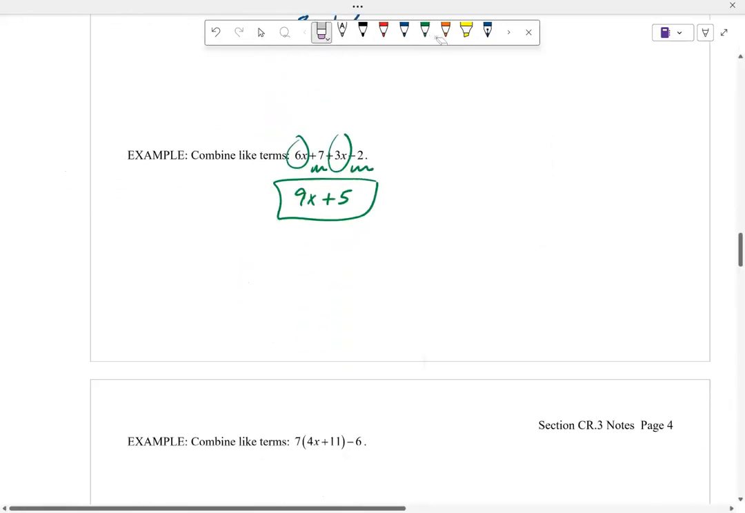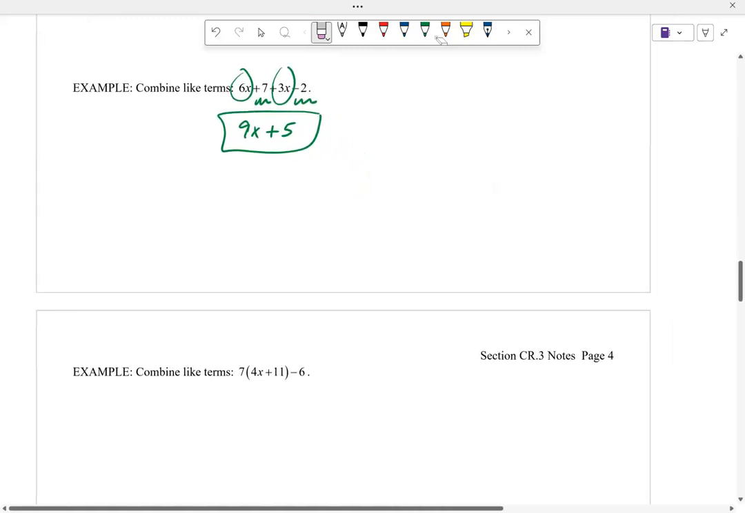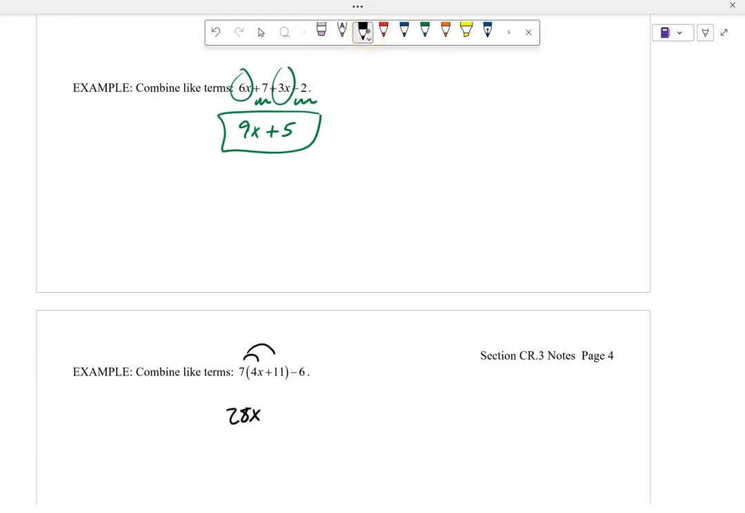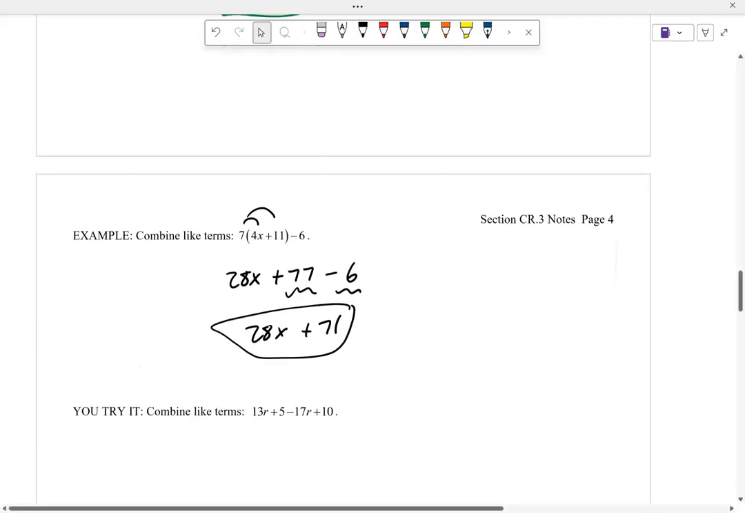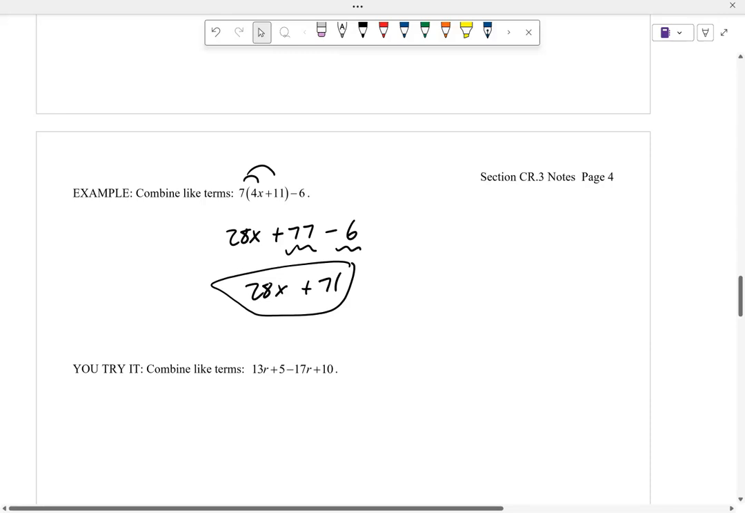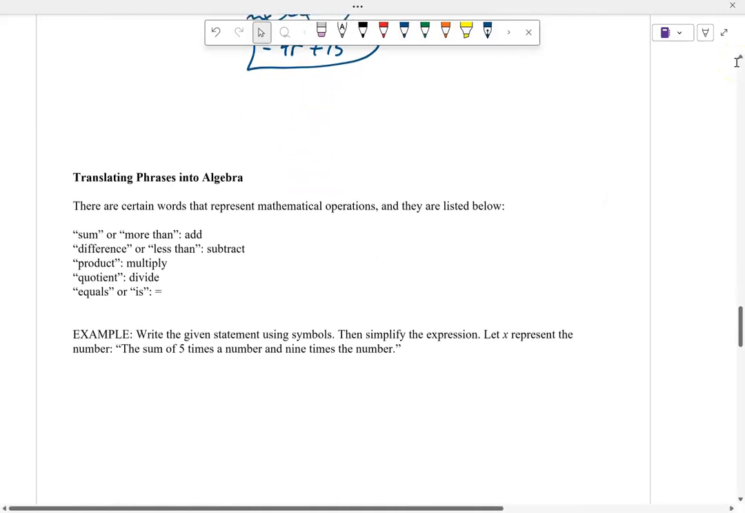Now we've got an involved distributive property. So we want to go ahead and distribute it first, and then see if we can't combine some like terms. So we got 7 times 4x, so we got 28x. 7 times 11, I got 77. And then we got that minus 6 on the end. And just go ahead and combine those like terms. And go ahead and try this next one, and then you can pause it. Oh, so you got negative 4r plus 15 on that one.